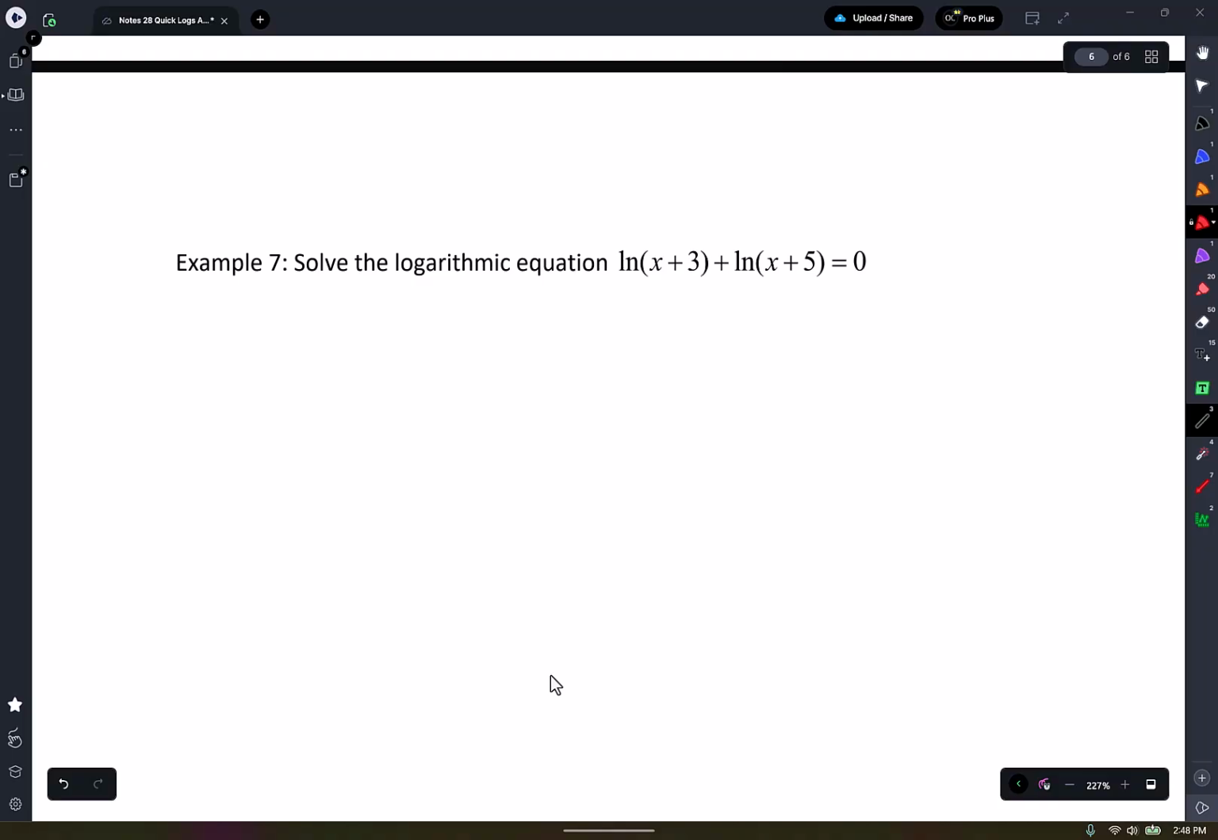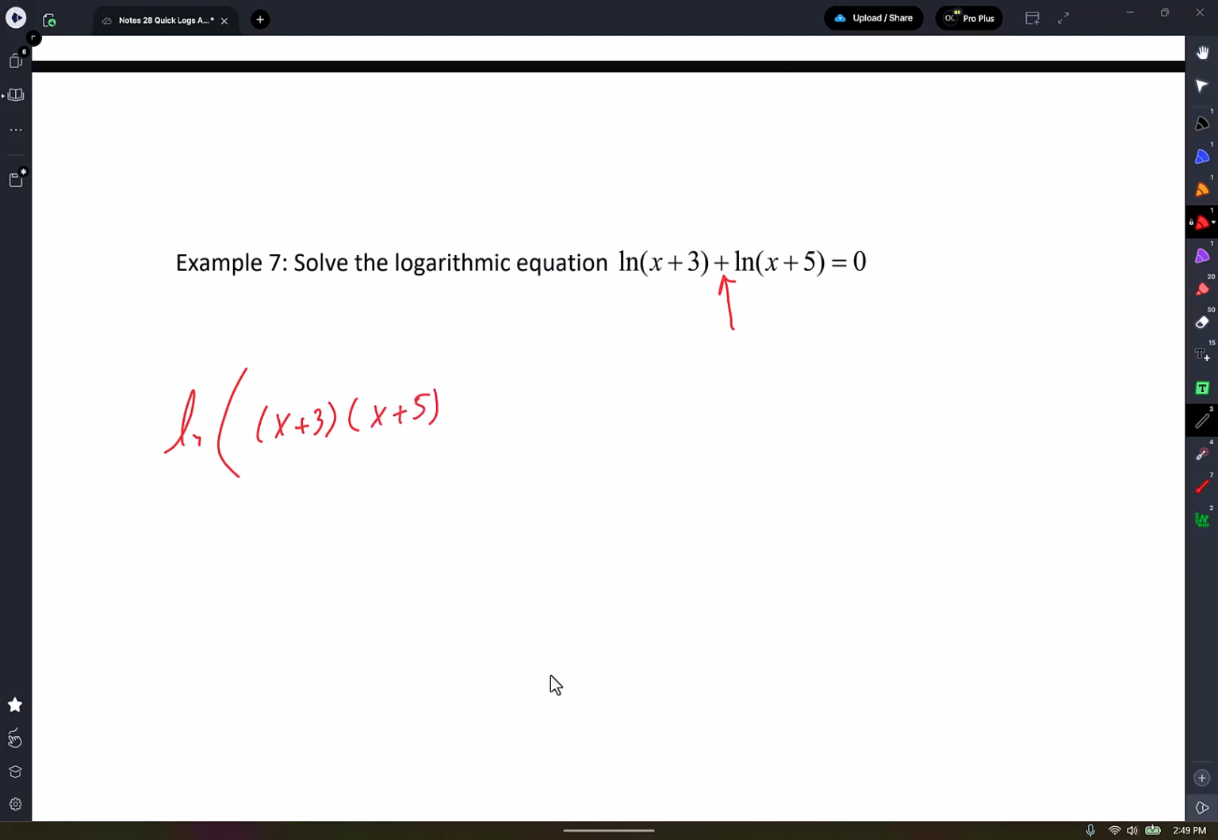Solve the logarithmic equation ln of x plus 3 plus ln of x plus 5. All right, guys, there's a plus right in the middle. So I'm going to write ln, giant parenthesis. I'm going to group these together: x plus 3, close, open, x plus 5, close, close, equals 0.